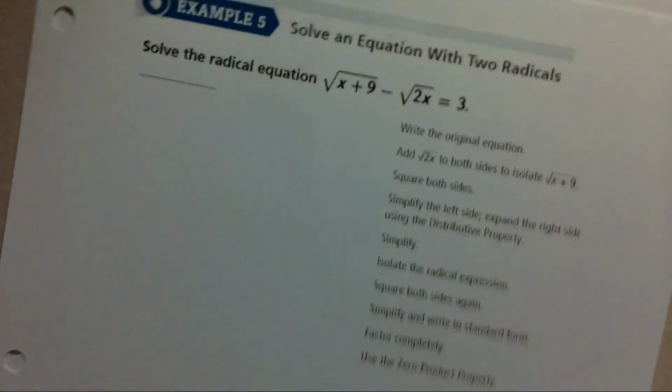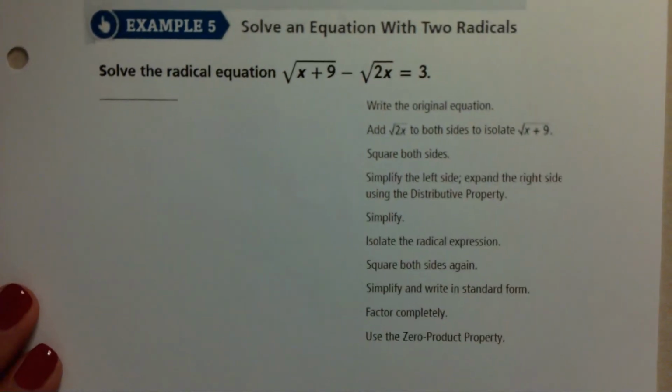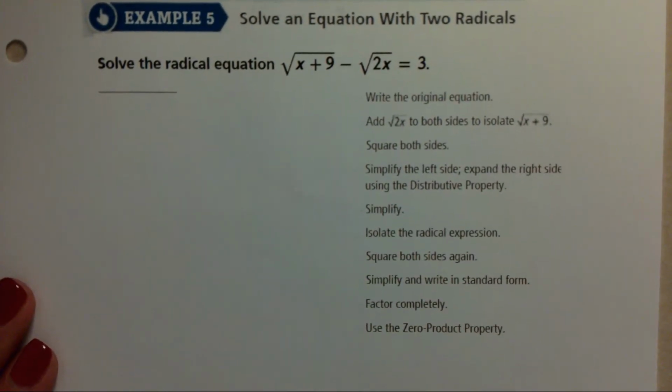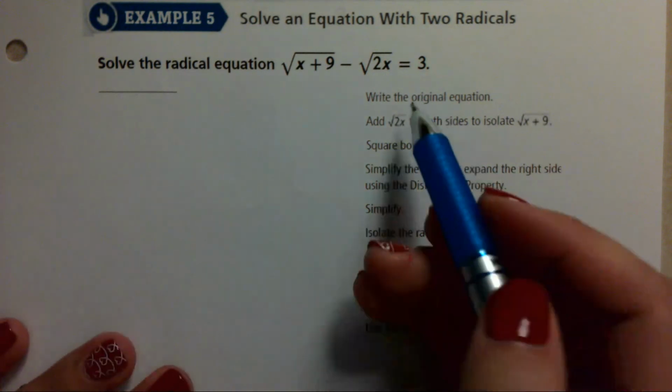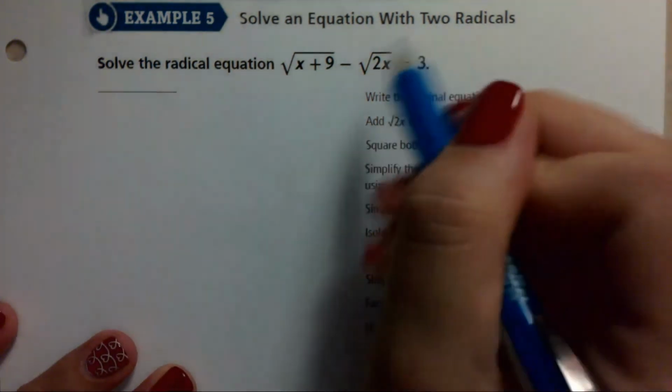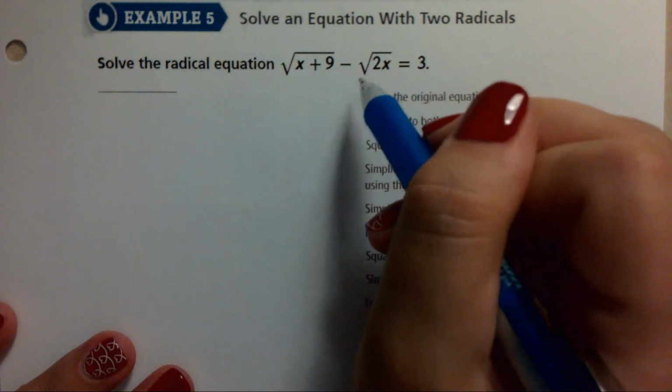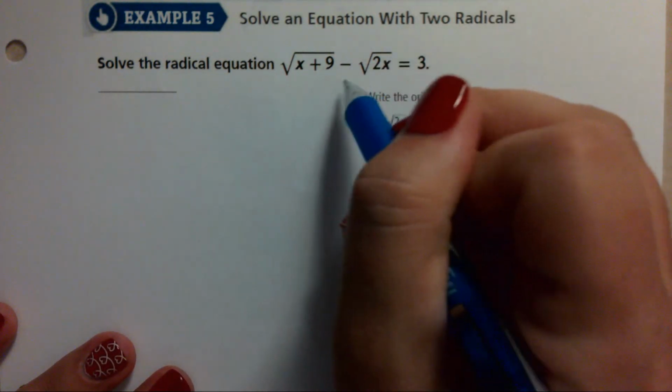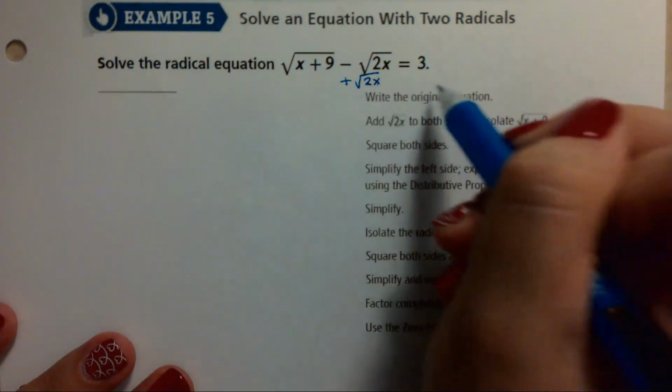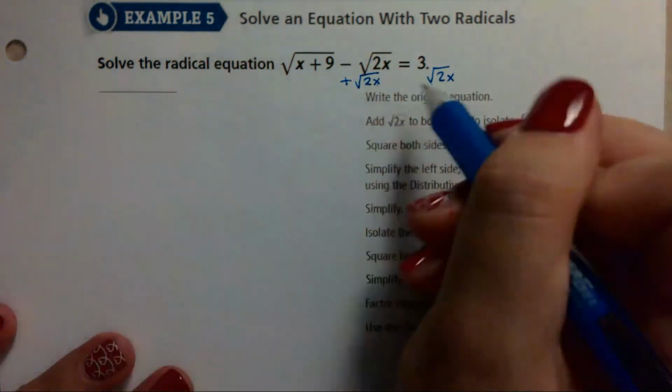Alright, so let's move on and look at example 5 now. 5 has 2 radical expressions in it. And so when we were solving yesterday with one radical expression, our goal was to isolate and then either square to get rid of a square root, cube to get rid of a cube root, etc. So we're going to start the same way here. I'm going to bring down my original equation. And what I'm going to do is isolate one of these radical expressions, excuse me. And I'm going to do that by adding square root of 2x to both sides.